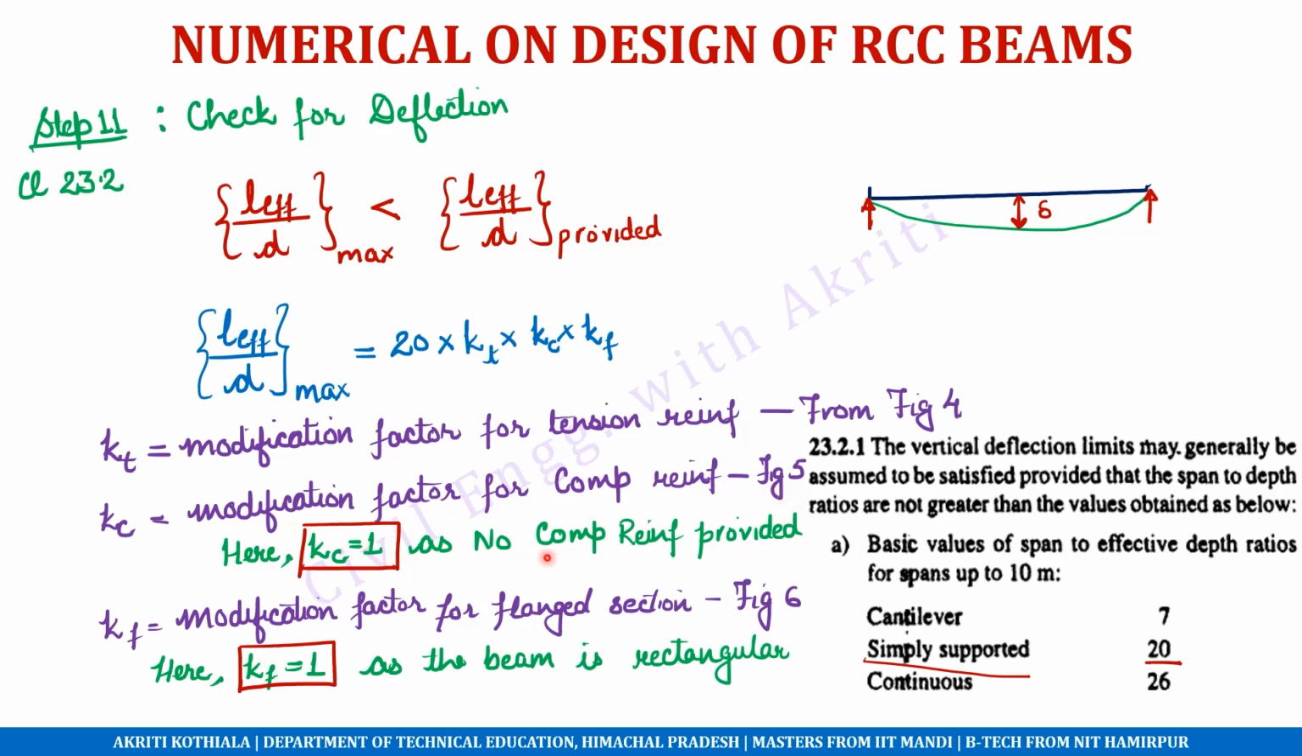In this particular question, since we have not provided any compression reinforcement, so the value of Kc will be equal to 1. So I can simply write Kc is equal to 1. Now, last is Kf. Kf is the modification factor for flange section. This is used for T-beams or flanged beams if we are considering that, and can be obtained from figure 6. Since in the particular question, the beam is rectangular, so Kf is equal to 1. So we can compute L effective upon D max is equal to 20 into KT. Now the question reduces to obtaining KT from figure 4.